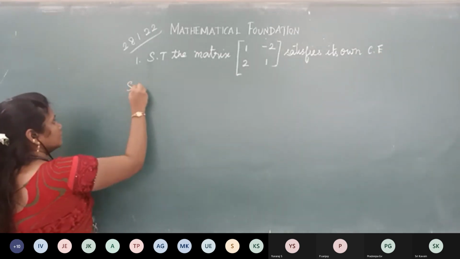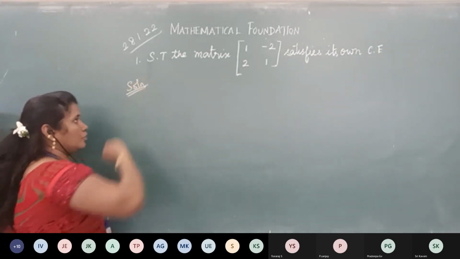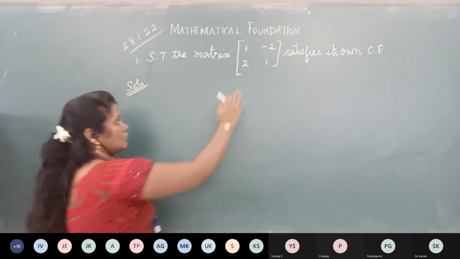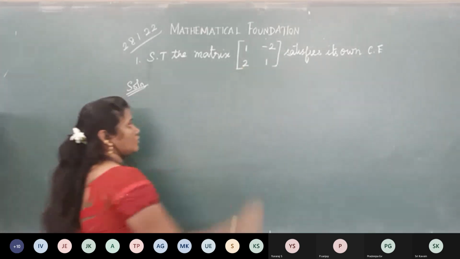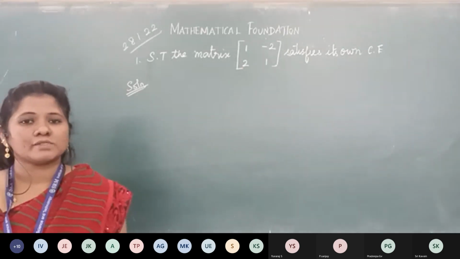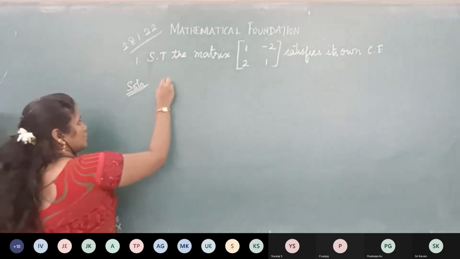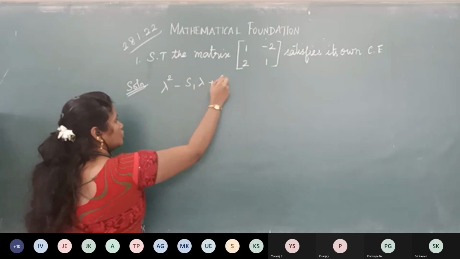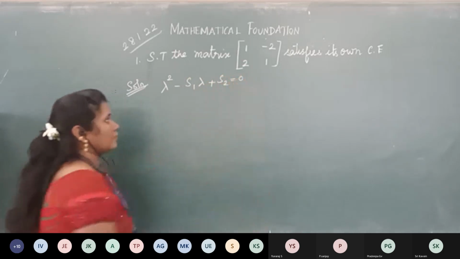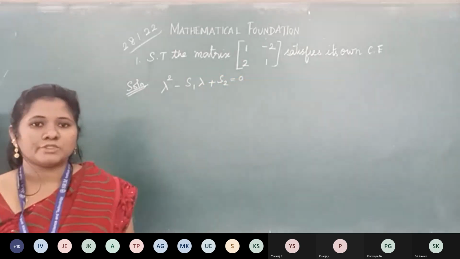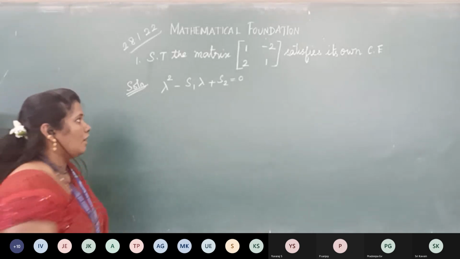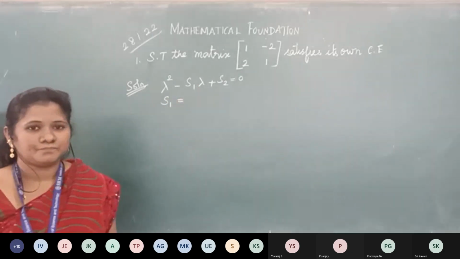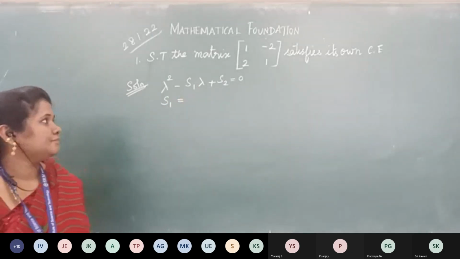So first, you will have to find out your characteristic equation. This is a 2 cross 2 matrix. For a 2 cross 2 matrix, what is the formula for the characteristic equation? Write it down. It is lambda square minus S1 lambda plus S2 equal to 0. Immediately you will write the formula for the characteristic equation. What is your S1? Find out and tell.